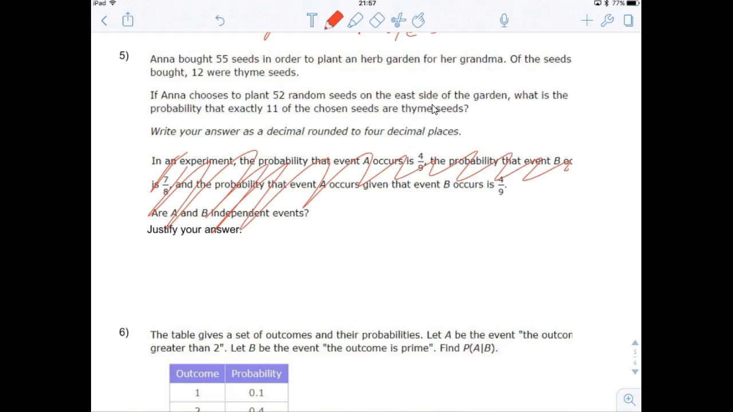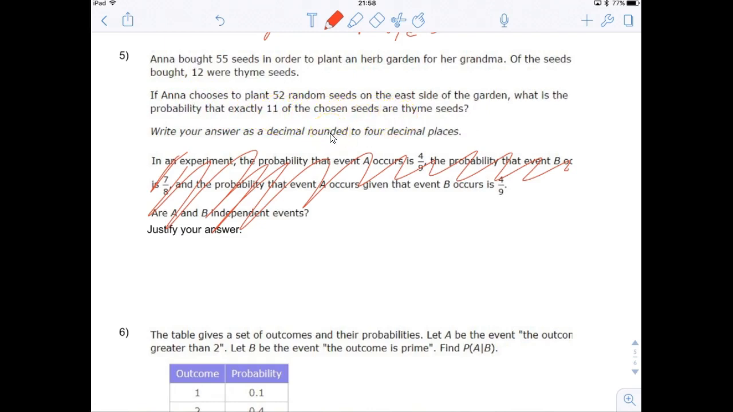Okay, number 5. Sorry about this mess here. This is a misprint. Anna bought 55 seeds in order to plant an herb garden for her grandma. Of the seeds bought, 12 were thyme seeds. If Anna chooses to plant 52 random seeds on the east side of the garden, what is the probability that exactly 11 of the chosen seeds are thyme seeds?